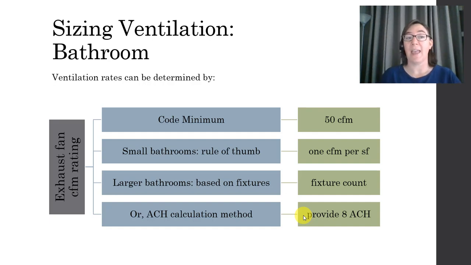Your bathroom exhaust fan ventilation rates can be determined by code minimum of 50 CFM, or if you have a small bathroom, you can use a rule of thumb of 1 CFM per square foot. And for larger bathrooms, you can do this calculation based on the fixtures, or you can do a little bit more complicated and provide 8 air changes per hour and use the air change or ACH calculation method.